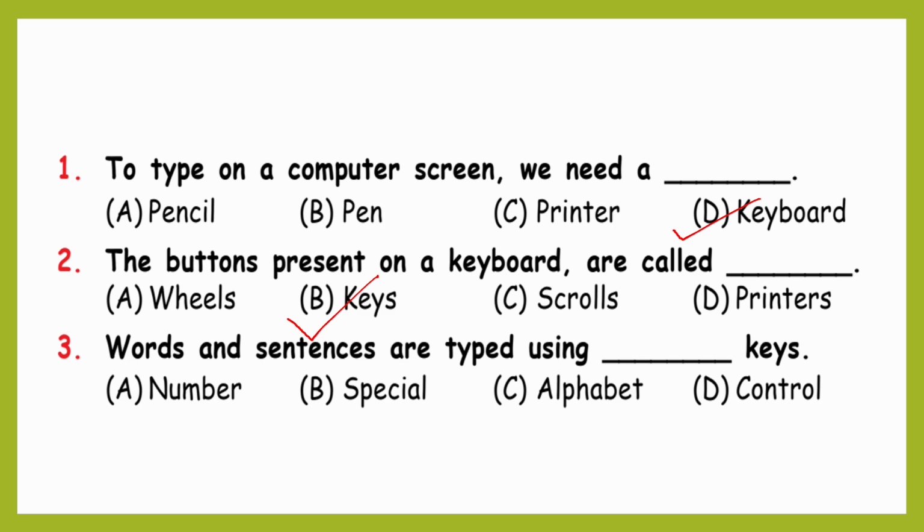The next one, words and sentences are typed using dash keys. Option A, number. Option B, special. Option C, alphabet. Option D, control. Which type of keys are used to type words and sentences? Option C, alphabet. Alphabet keys are used to type words and sentences.